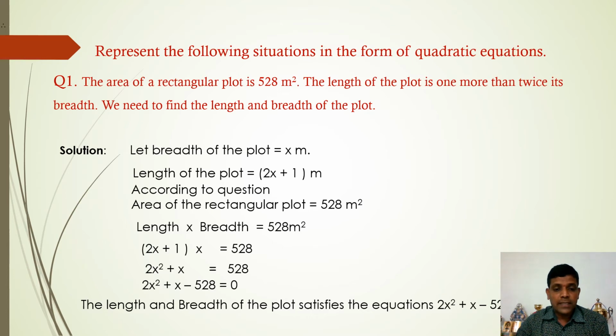Next, 2x square plus x is equal to 528, but LHS 2x square plus x, RHS 528. 528 on the RHS converts into minus 528 is equal to 0. The length and breadth of the plot satisfy the equation 2x square plus x minus 528 equals 0.